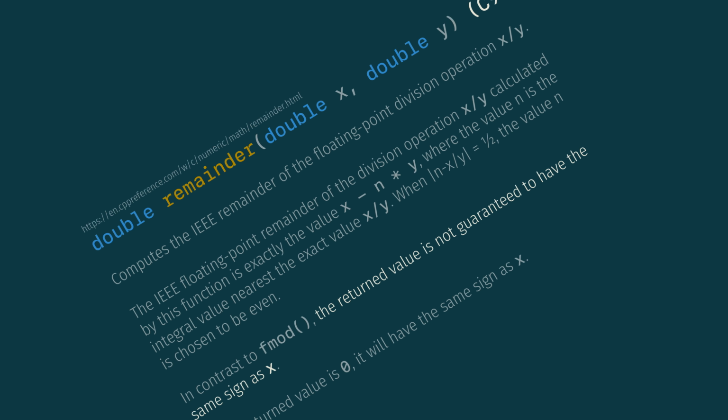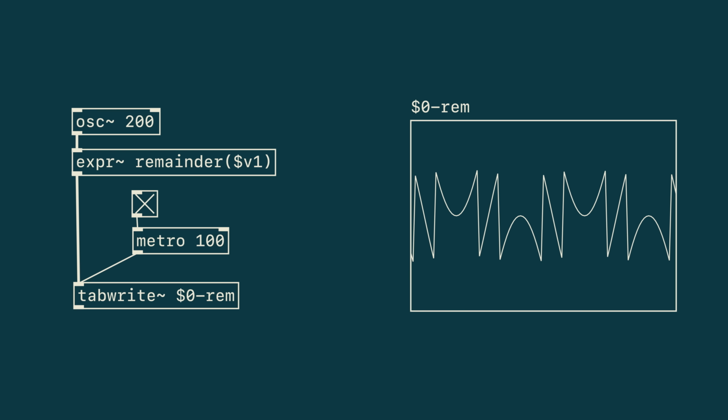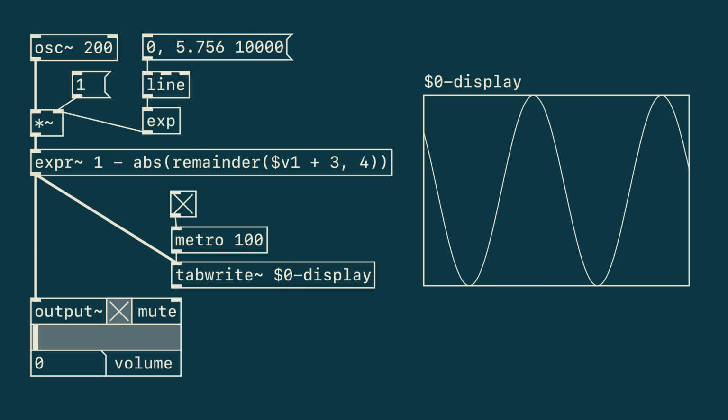A reference page on fmod brought me to another function called remainder. Its output is weird, but it's the same on positive and negative numbers, and it actually changes signals in Pure Data. I messed with the constants until it worked, a classic trick. That's my patch. It's time to test it.